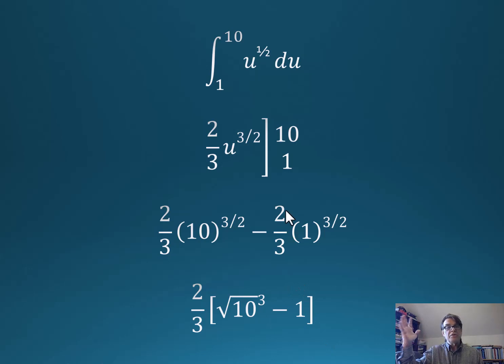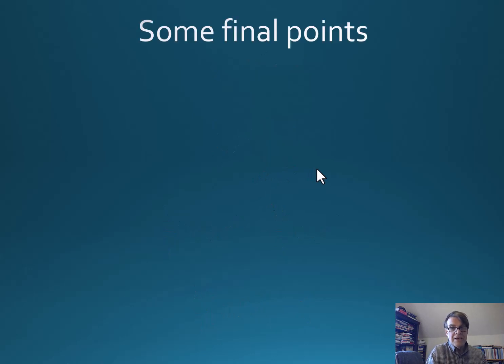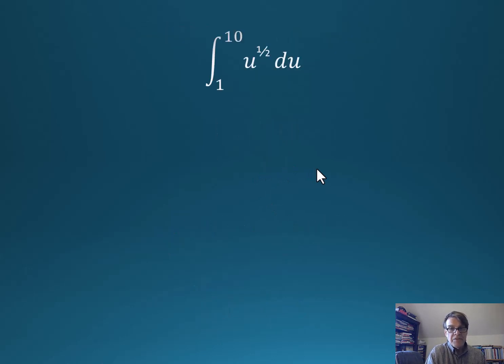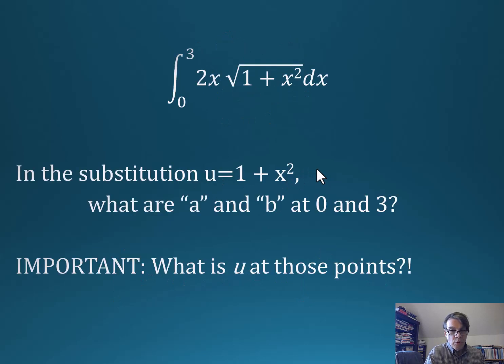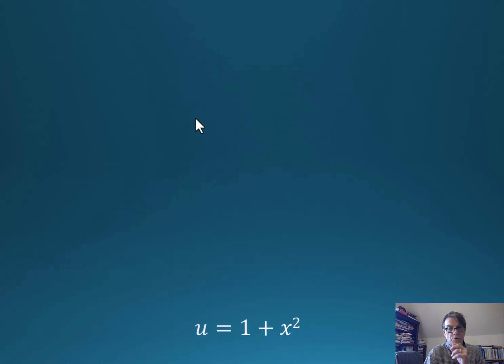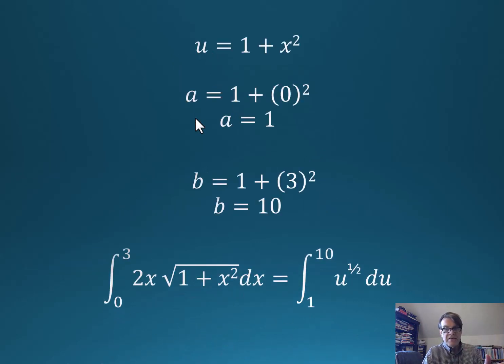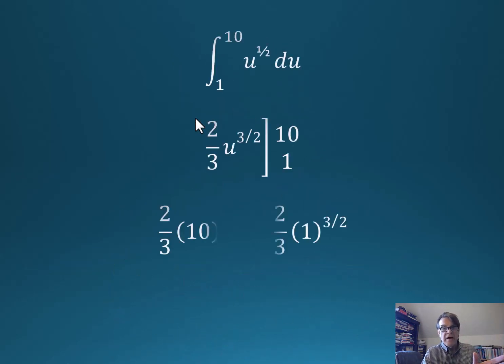This has been using the substitution rule with definite integrals. And again, what's the key? The key is that you've got to find out what u is at these points, because you can't plug in for x. Once you've converted it to a u form using substitution, what is u at the 2 points? Okay, so that's integrating that.